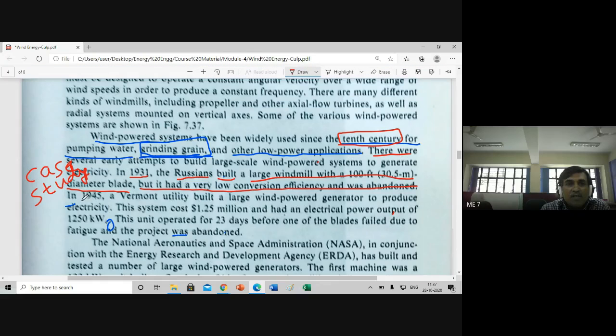In 1945, Vermont Utility built a large wind powered generator to produce electricity. This system cost $1.25 million and had an electrical power output of 1250 kilowatt. It means 1.2 megawatt capacity. This unit operated for 23 days before one of the blades failed due to fatigue and the project was abandoned.